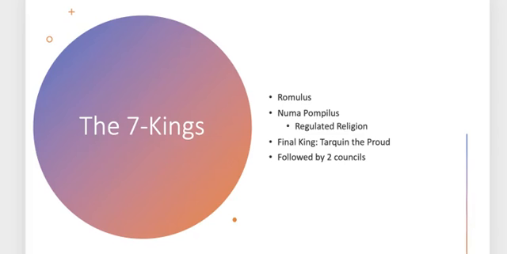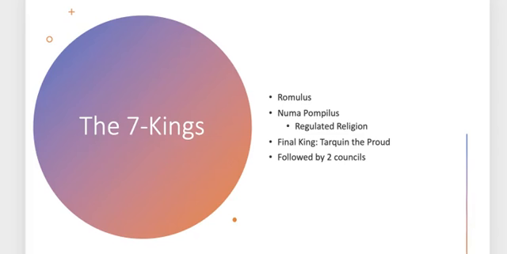After that, there are a lot of different kings, again, seven of them, but we're not going to go into all of them. One that is notable is Numa Pompilius. He is really well known for regulating religion. He uses religion as a unifying force for the people living in Rome, and as a way to expand power. With that, he also creates a school for priests and helps to spread the religion that way.